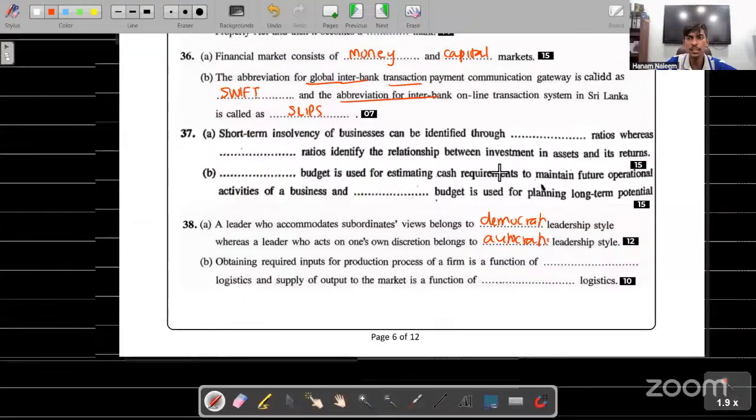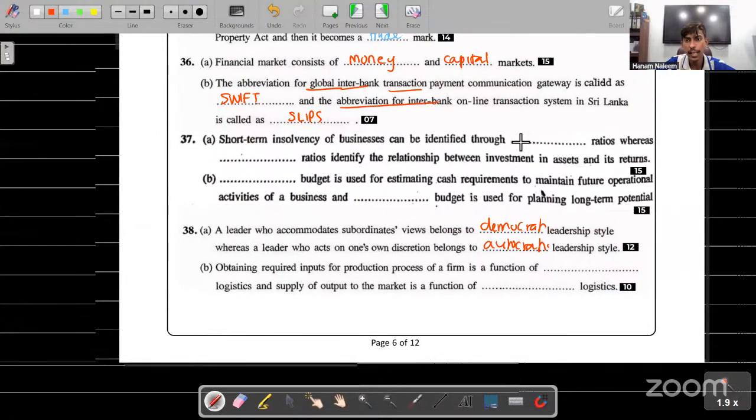Short-term solvency of a business can be identified through liquidity ratio. Through liquidity we can identify whether we have the money to pay the short-term liabilities. Whereas blank ratios identify the relationship between investments in assets and its return. You studied just now, it's operating, or you can take activity. Both are correct. I think in your scheme they have given investment ratio. It should be activity or operating.